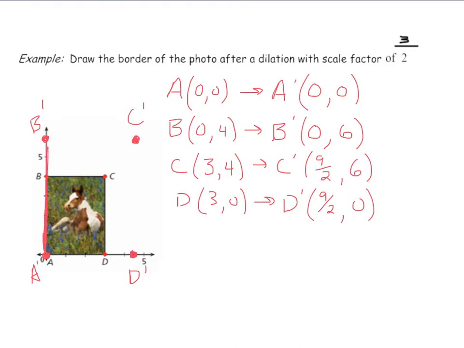Now that I've got those, all I have to do then is draw the border. So if I connect, hopefully with straight line segments here, there we go. You can see that you took your original photo and you made it larger.